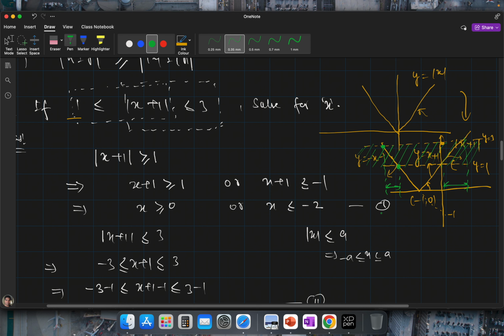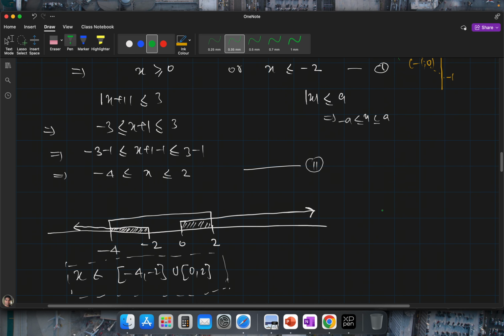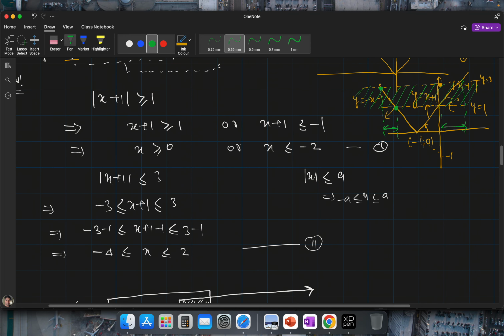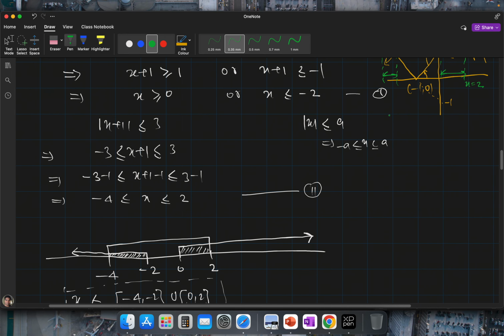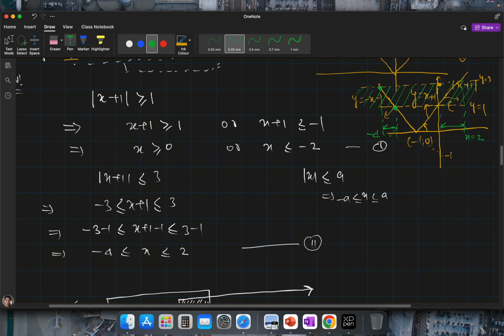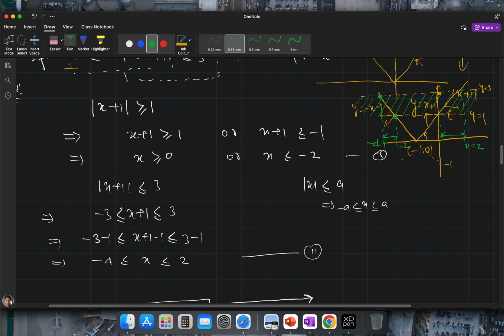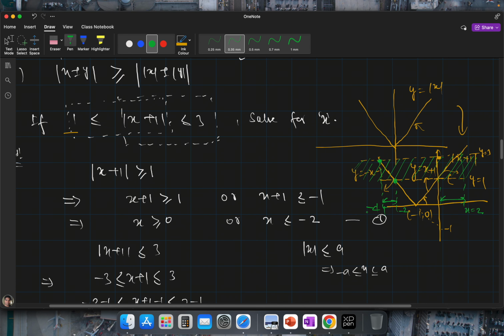Now you have to find the coordinates. So you can see the solution: 0 to 2. When you find the coordinates, this coordinate is nothing but x equal to 2, and these coordinates will be -4 and -2. So we can see that x belongs to -4 to -2 and 0 to 2. It is very time saving, but because of the explanation it took so much time, but you can easily solve that equation. Yeah, tell me.